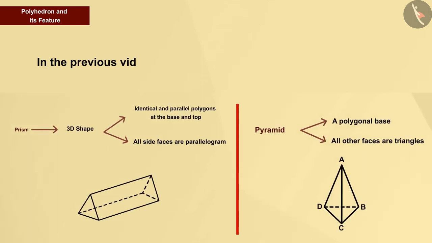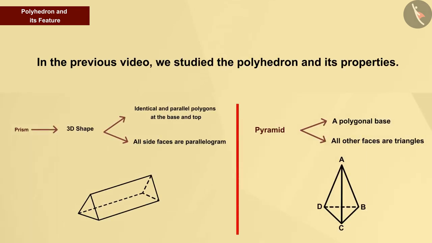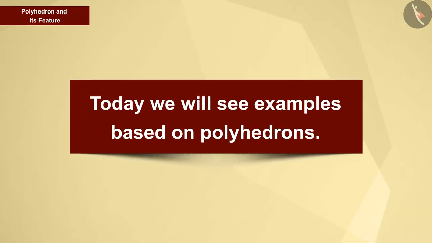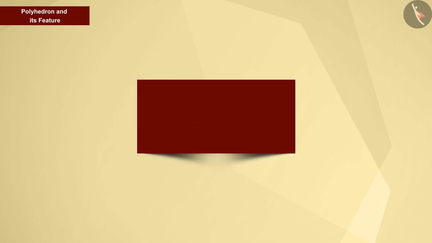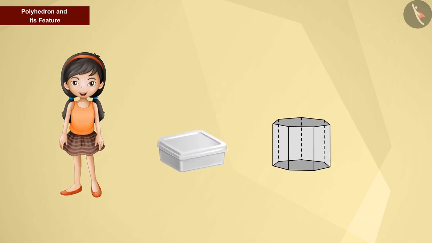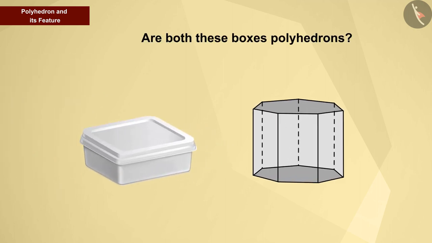In the previous video, we studied the polyhedron and its properties. Today, we will see examples based on polyhedron. Mohini bought two boxes to keep her pencils from the market. Are both these boxes polyhedrons?